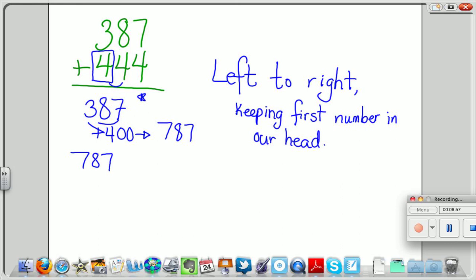So the next number is what? 4, representing 40. So now, what's 787 and 40 more? So in your head, you count by 10. 787. 797. The next one, 807. The next thing after 90 comes the next number, 0. 807. What will the next number be when I count by tens?